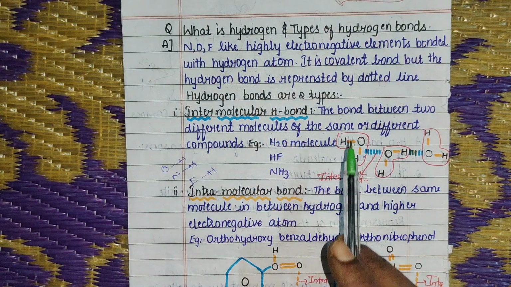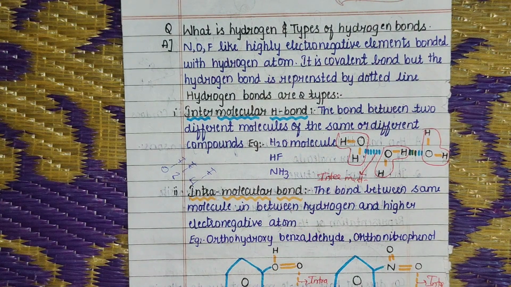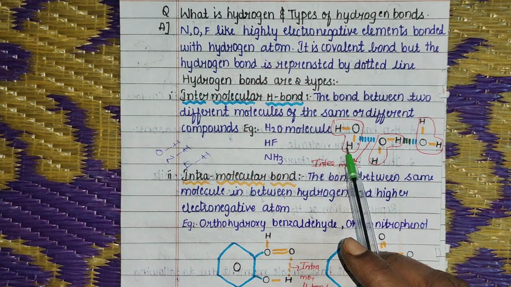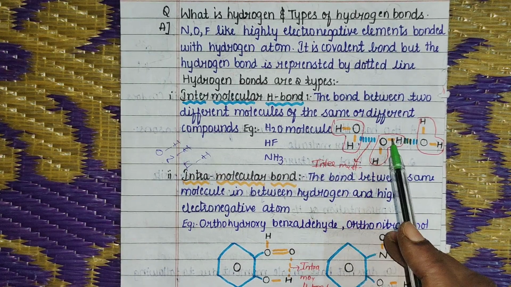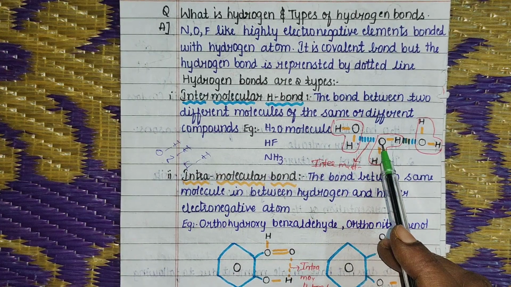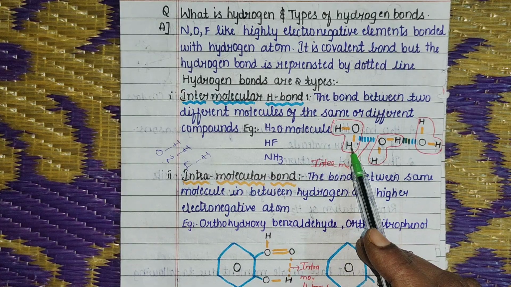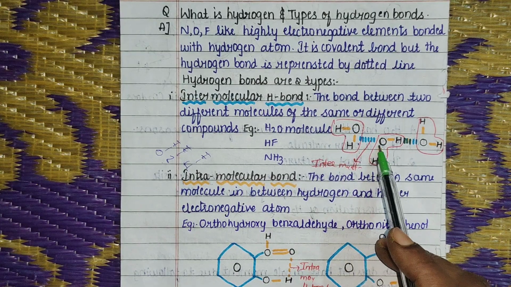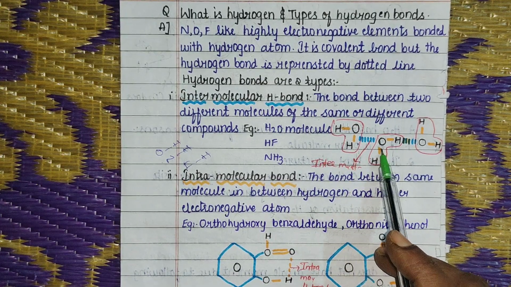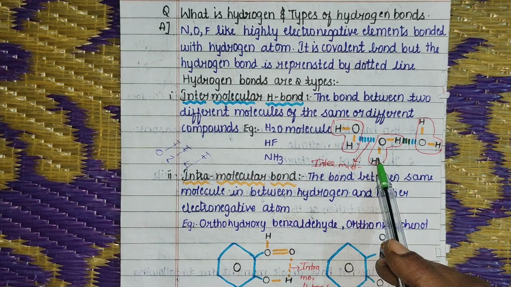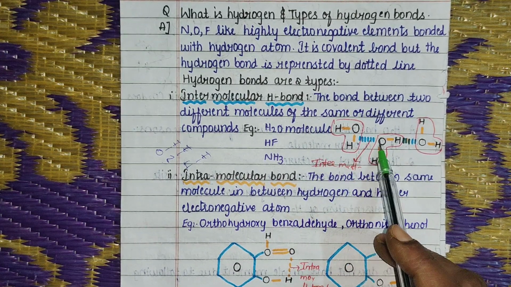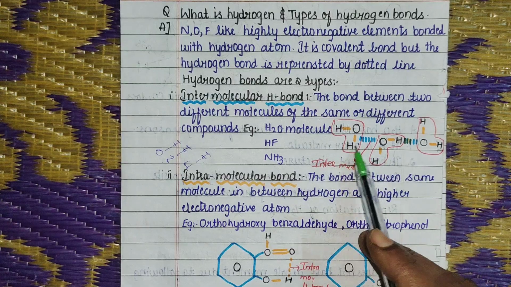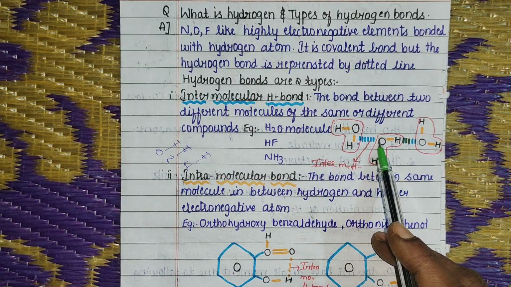These are two types: intermolecular bond and intramolecular bond. Intermolecular, in between two molecules the bond is formed. Here water molecules contain one atom oxygen, the other atom is hydrogen. Between the molecules, two different molecules are present. In between the two different molecules, they have bond attraction. Which bond attraction? Intermolecular hydrogen bond attraction.